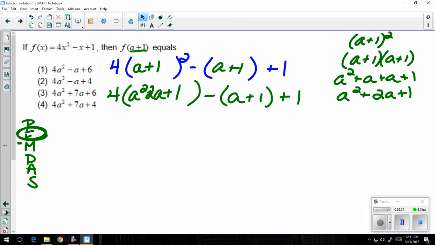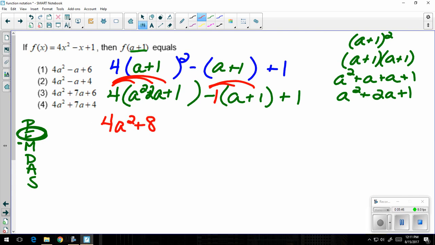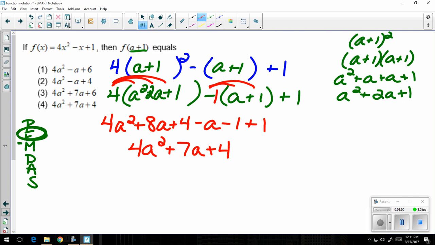And now I need to distribute. So this 4 gets distributed. And this negative gets distributed. Remember, that's like having an imaginary negative 1. So 4a squared plus 8a plus 4 minus a minus 1 plus 1. If I combine my like terms, I end up with 4a squared plus 7a plus 4. Choice 4.